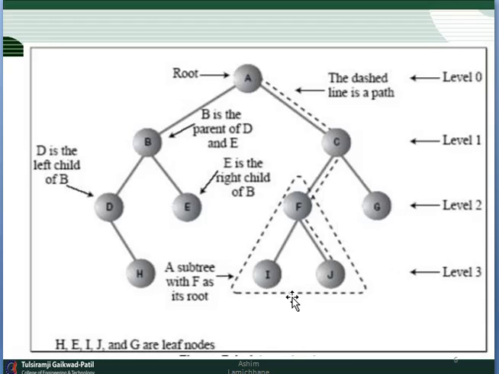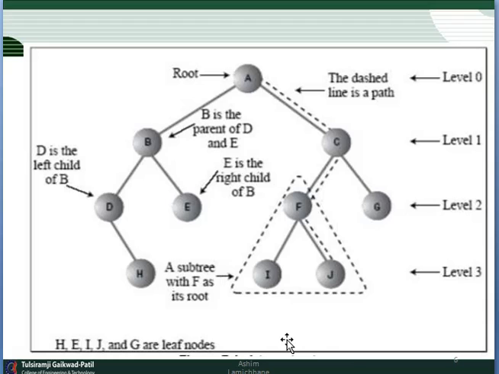Next is a subtree with F as a root. See, there are three different subtrees in the given diagram. This whole is the main tree, where BDE is one subtree, CFG is another subtree, FIJ is another subtree, we can say. So there are three different subtrees.